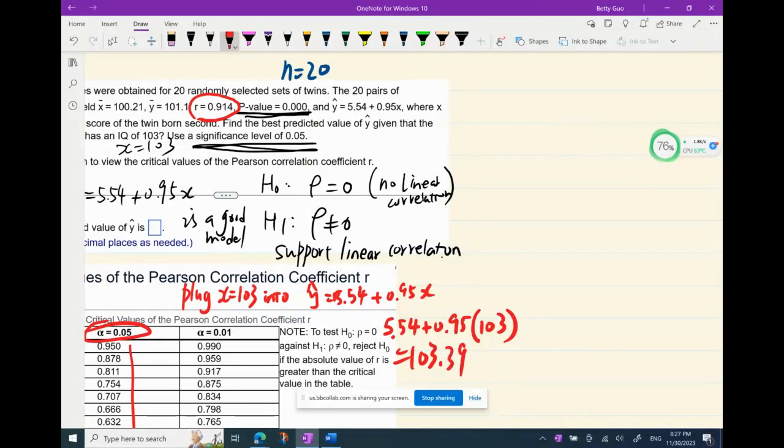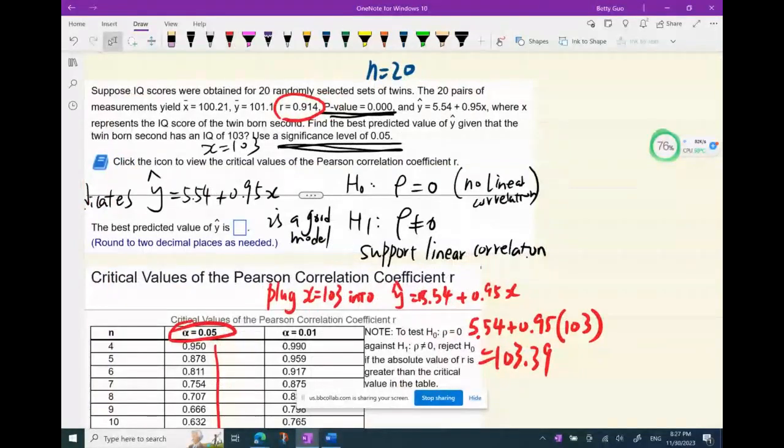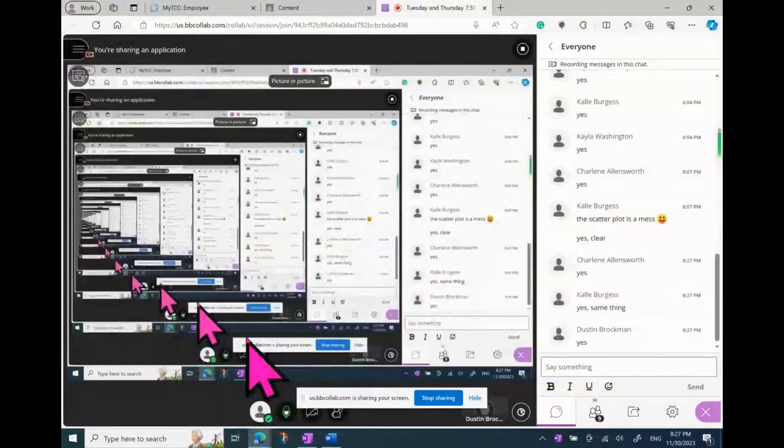The answer is 103.39. Do we need to round to 2 decimal places? It is exactly 2 decimal places. 103.39. Do you have the same thing, guys? So it means when the second baby in the twin has an IQ score of 103, the first baby has an IQ score of 103.39. Interesting. Awesome, perfect.